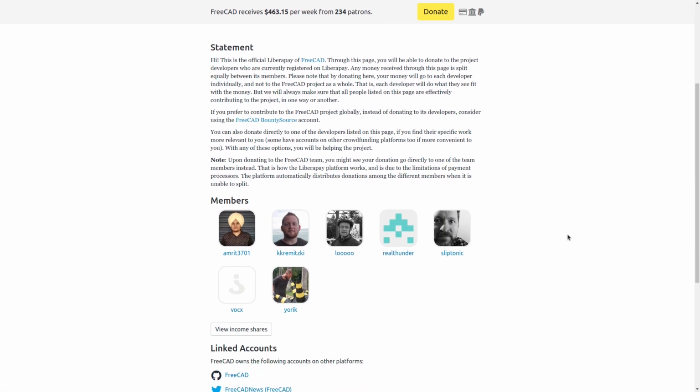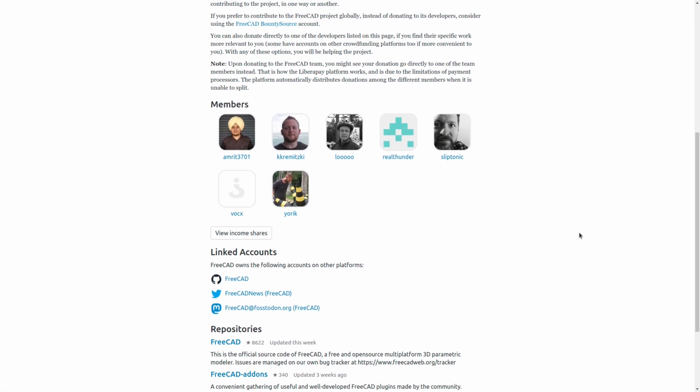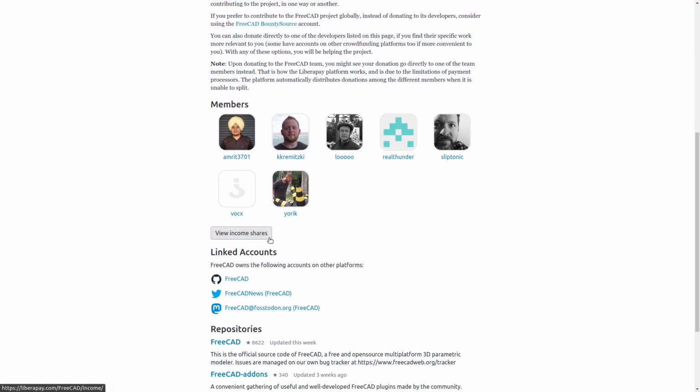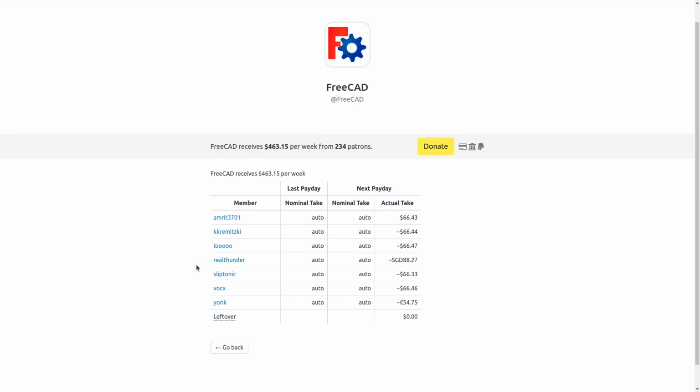We have several members that are being donated to, and I want to point out also that Real Thunder is a part of this as well. So you can see Real Thunder, who's developed some of the forks in FreeCAD, is also helped by this.